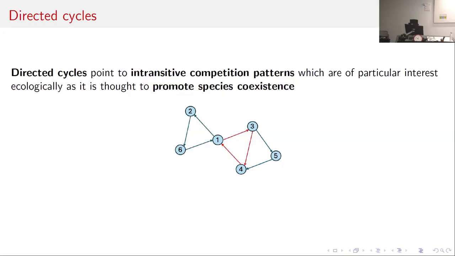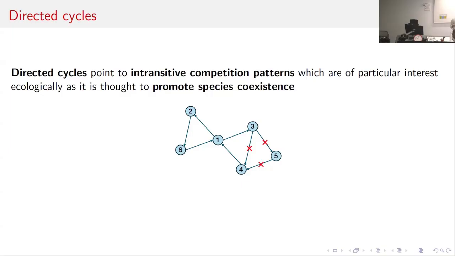This is another one comprising 3 nodes. You might have competition structures like intransitive competition involving more nodes. But, for example, this one is not considered a directed cycle because it starts from 3, we go to 5 to 4, but then the edge is not directed back to 3. So probably under the ecology setup, this species would outcompete the other two species.